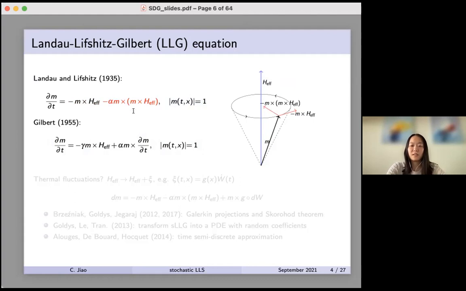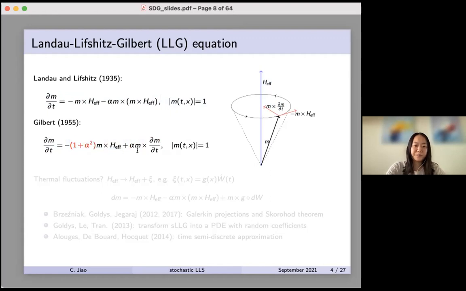Gilbert generalized the damping term by replacing the double cross product with this term, the cross product with the time derivative. It's quite well known that the Gilbert form and the Landau-Lifshitz form are mathematically equivalent, where the new precession constant gamma is essentially equal to 1 plus alpha squared. So the Gilbert form is more general in the way that it accounts for the damping in the precession, and it's more realistic for real crystals.